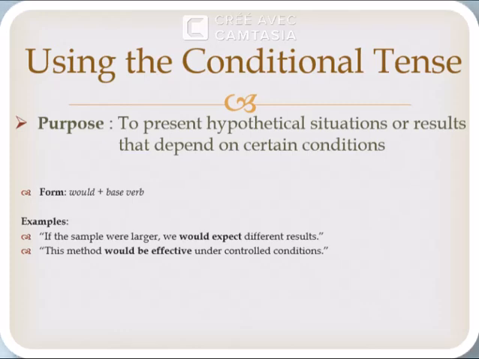The structure is would plus base verb. Here are two examples. First one, if the sample were larger, we would expect different results. This means that the result is not guaranteed. It depends on the condition of having a larger sample. The second one, this method would be effective under controlled conditions. Again, the effectiveness isn't certain, it's conditional. So using the conditional tense helps us express uncertainty, caution, or theoretical thinking in a precise and professional way.